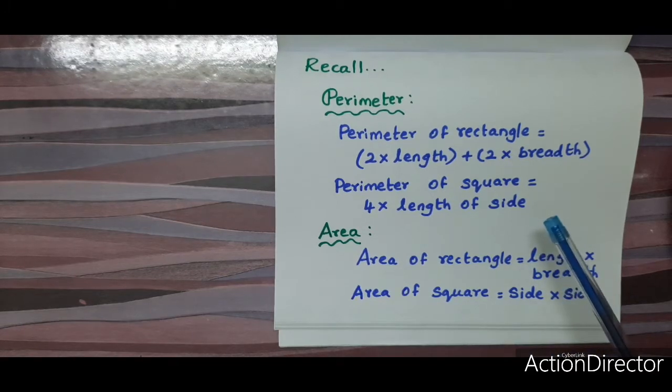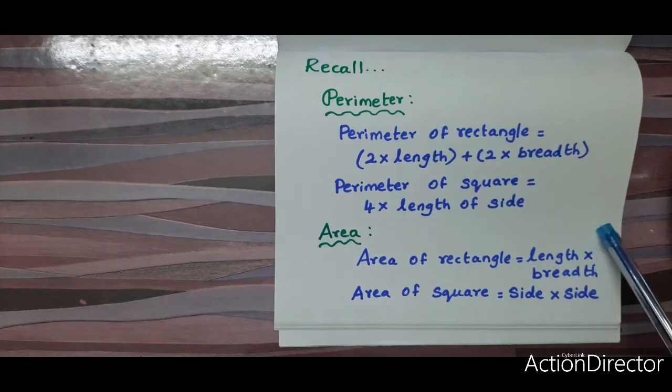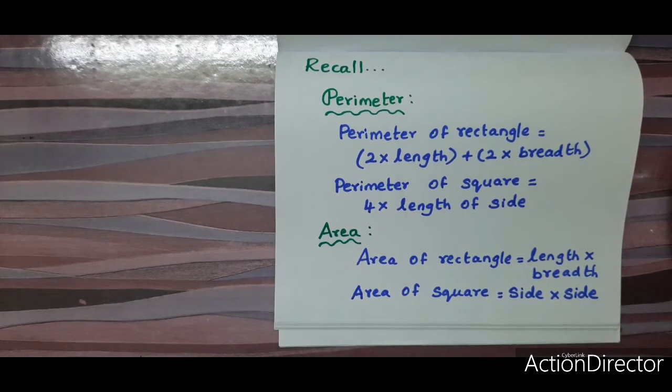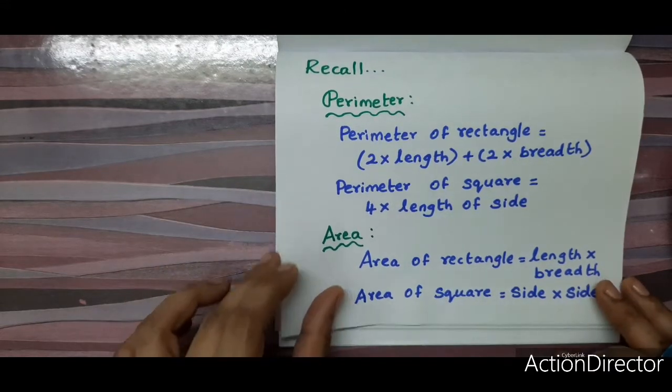For perimeter we will calculate the boundaries, and for area we will find the inside part. So this is the difference between perimeter and area. Now we shall see a few sums from the book exercise.